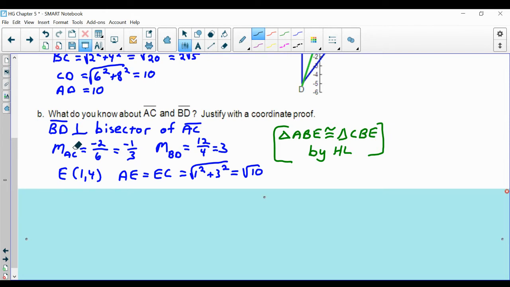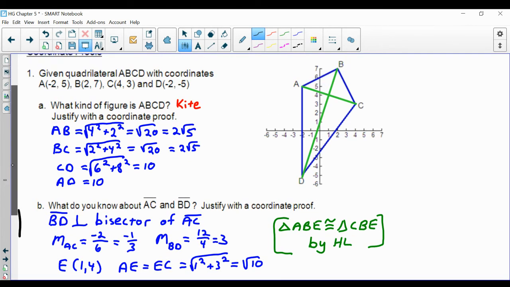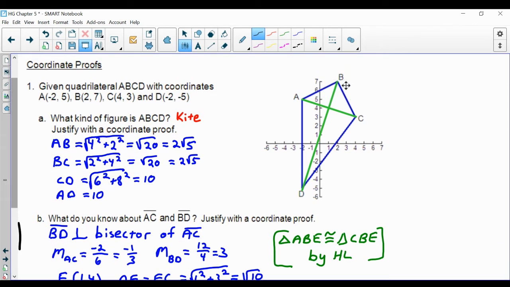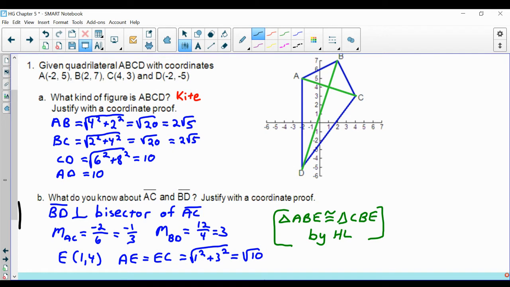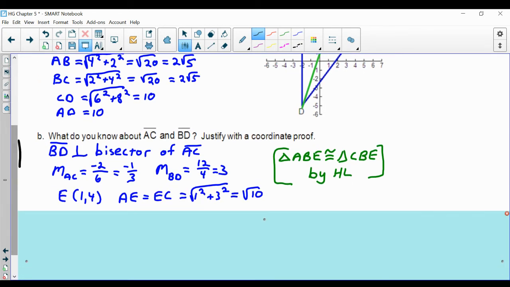We need to show, one, we already have the sides. So like we know that AB is congruent to BC. We know that AD is congruent to CD. But we can easily find the slope, which they're perpendicular, -1/3 and 3. And then we can also see that it does bisect as well, because we can find the center where those two lines intersect is 1, 4, and do the distance formula from A to E, and then E to C, you get the same number, square root of 10. And this is the coordinate proof.